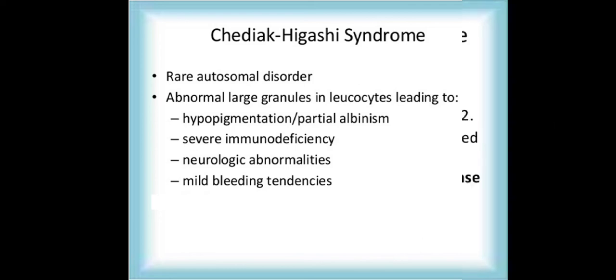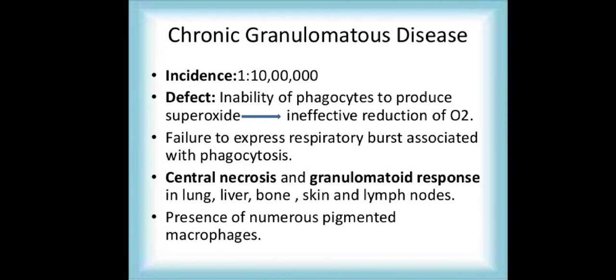Chronic granulomatous disease, a relatively rare disease, is the inability of phagocytes to produce superoxide anion. So there is failure to express the respiratory burst associated with phagocytosis. Central necrosis, granulomatous response in lung, liver, bone, skin and lymph nodes, and presence of numerous pigmented macrophages.